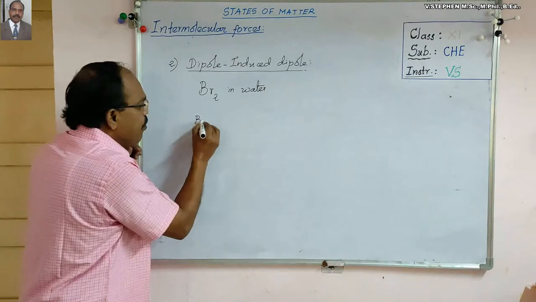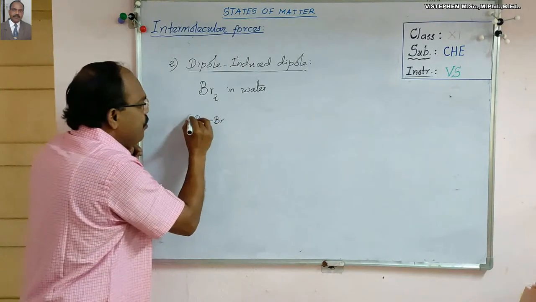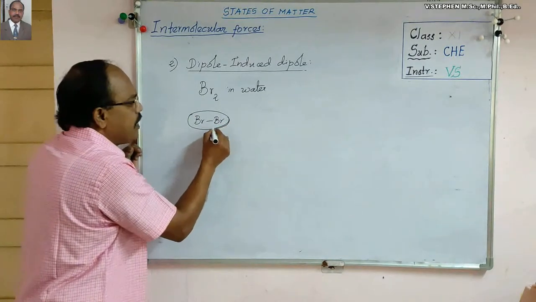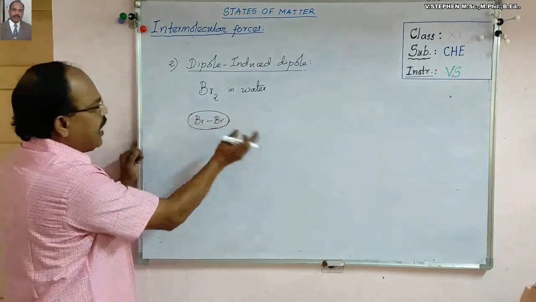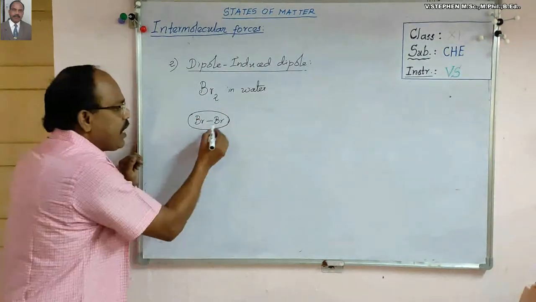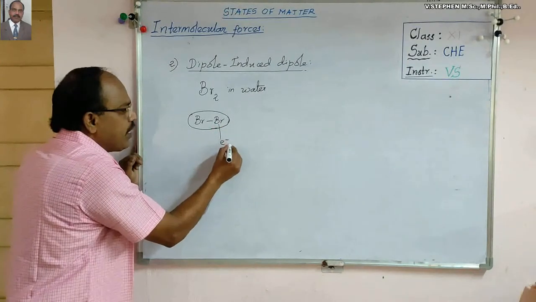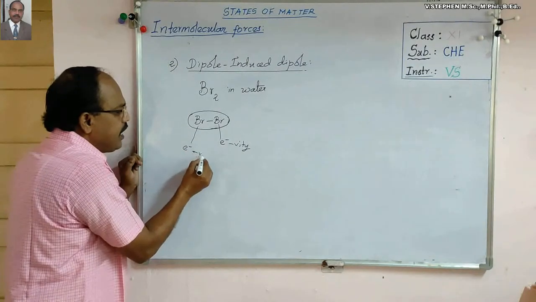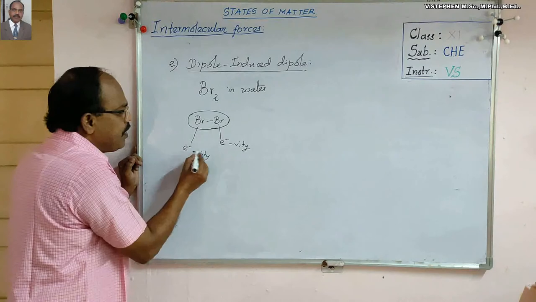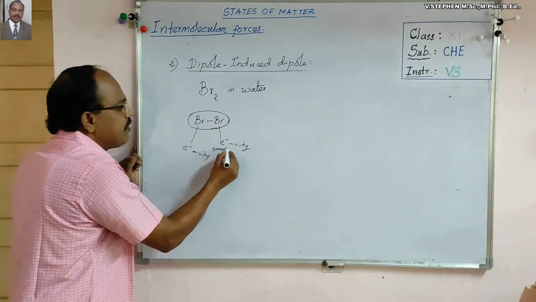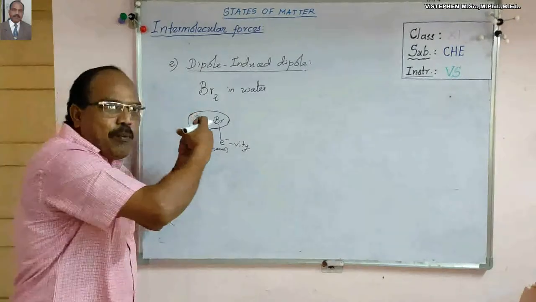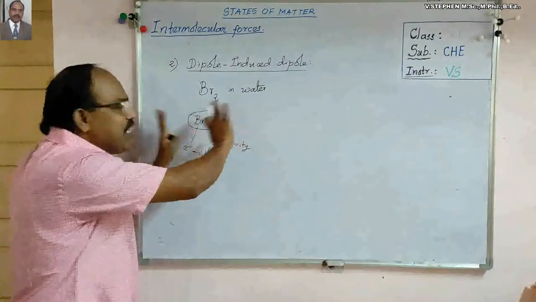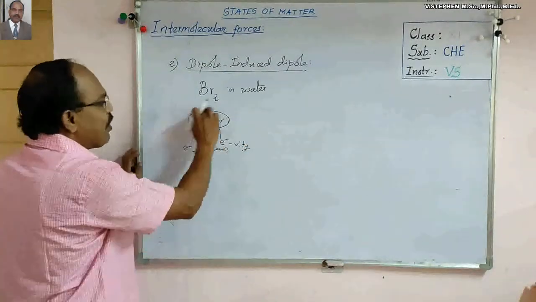What is the bromine molecule? Br2. So I will use a uniform cloud. This line I am using represents the electron cloud. Both sides have the same electron cloud, because this bromine atom's electronegativity and this bromine atom's electronegativity are both the same, since both are bromine atoms. So as far as pulling of the electron cloud is concerned, both will pull equally. So both sides of the electron cloud will be uniform. So I have drawn a uniform cloud.